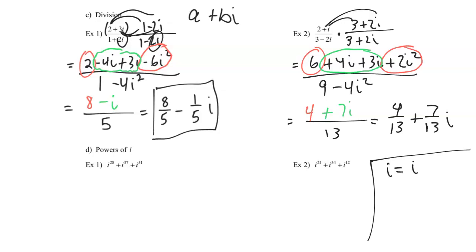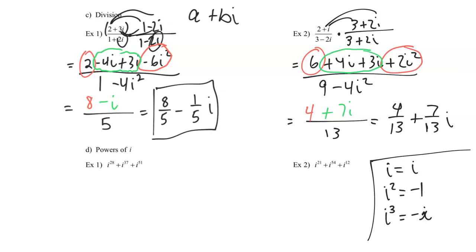I is equal to i. Not a groundbreaking statement there. Now, if I do i squared, I know that i squared is equal to negative 1. If I then multiply both sides of that equation by i, then i squared times i gives me i cubed, and negative 1 times i gives me negative i. So i cubed is really the same thing as negative i.